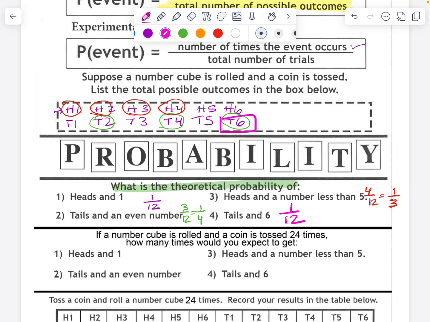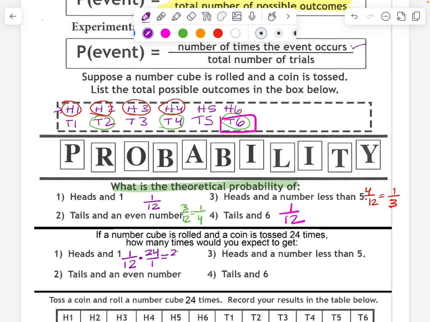Well, this is what we do. We just multiply the theoretical probability times the number of trials. So this is going to be 24 over 12, which is just 2. We would expect it twice.